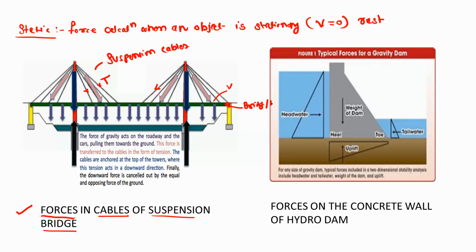This is a bridge, or we can say it is this concrete road. This concrete road will apply some forces on the cables, and these cables will be subjected to tensile forces. So this force calculation in the cable is part of statics. The second example is the force calculation on the concrete wall of a hydro dam. This is also part of statics because this concrete wall is at rest, where its velocity is 0. Okay. And we will perform the force analysis on this concrete wall. So it is part of statics.